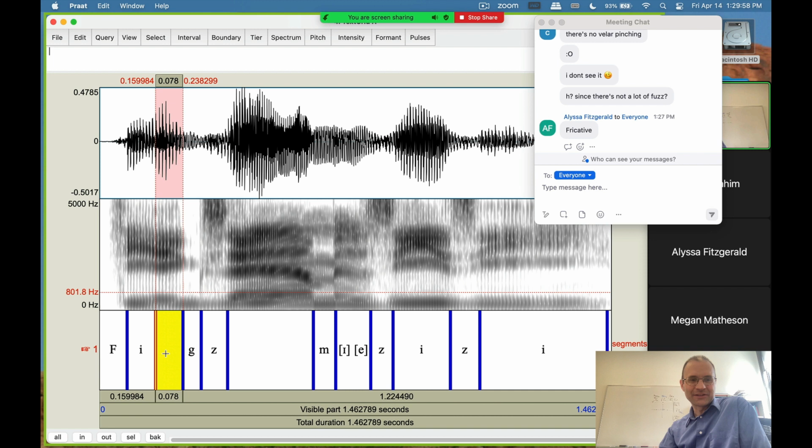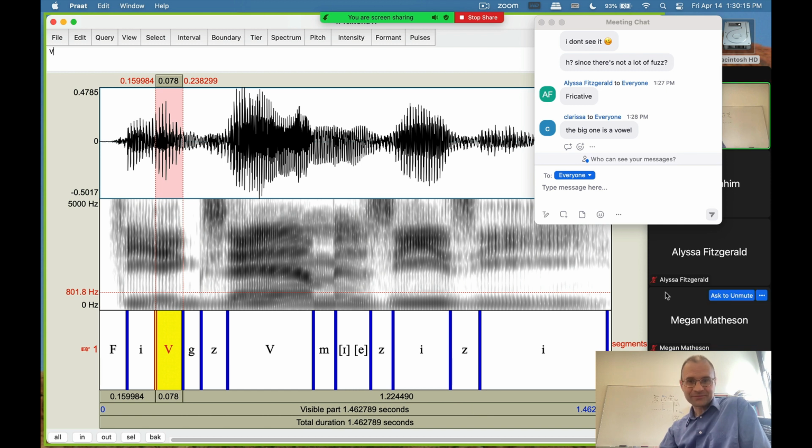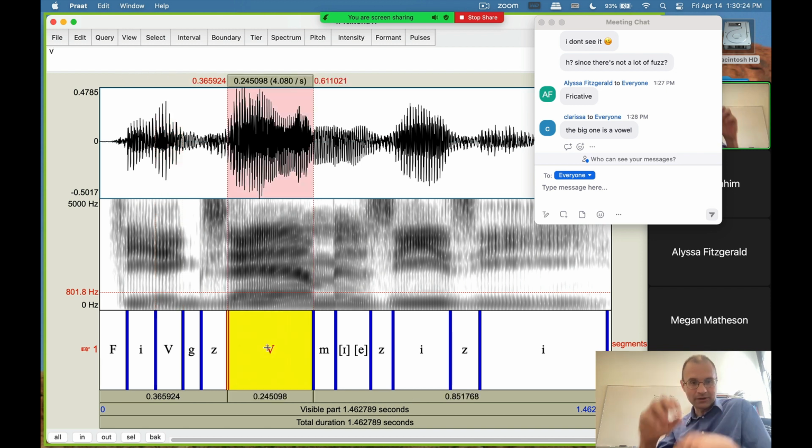What about this or this? We could identify their manners of articulation. What's going on with these guys? What kind of sounds are they? Big one is a vowel, correct. This one is a vowel too. We got into this talking about how to identify vowels. So can we make a guess about what? Let's take the big one.